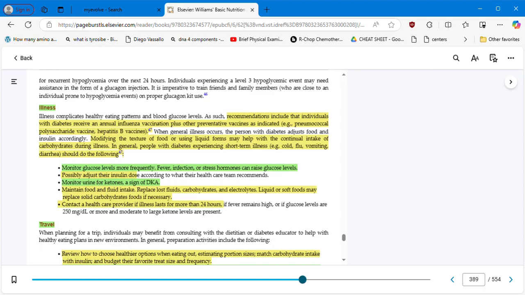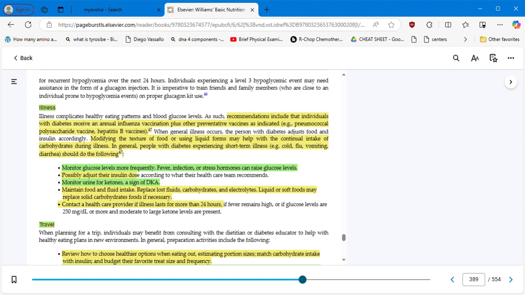Modifying the texture of food or using liquid forms may help with the continual intake of carbs during illness. In general, people with diabetes experiencing short-term illness like cold, flu, vomiting, diarrhea should do the following. Number one, monitor glucose levels more frequently because fever, infection, or stress hormones can raise glucose levels. Again, fever, infection, or stress hormones, related to stressful events, can raise glucose level.